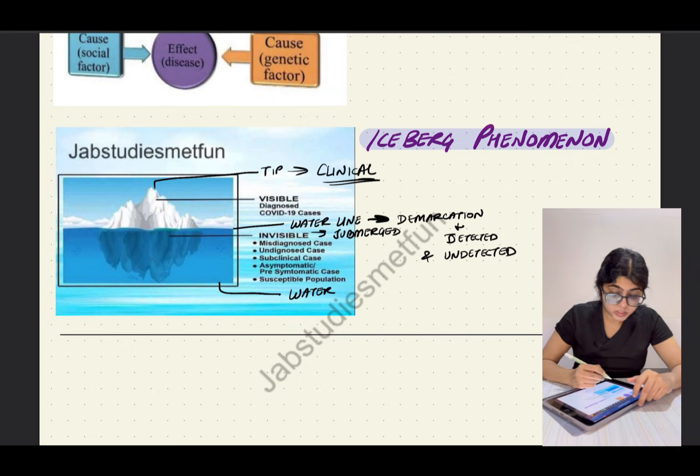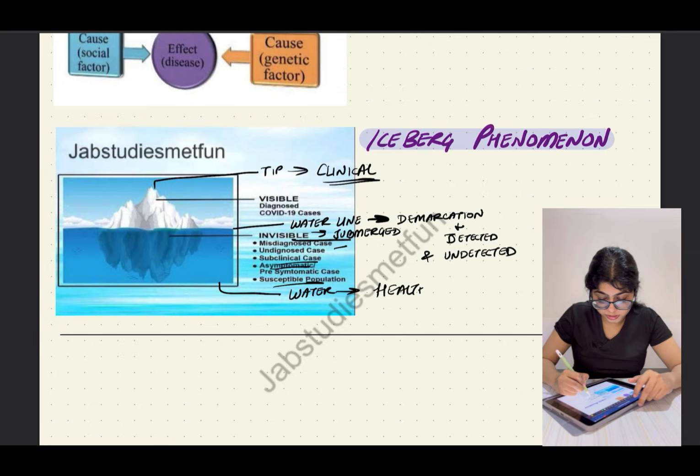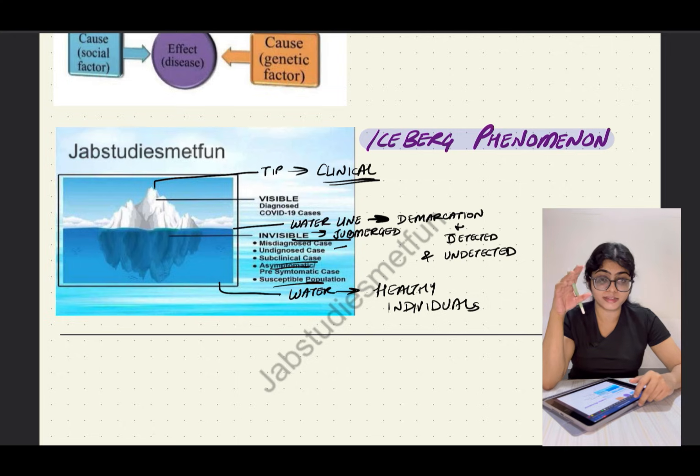The part which is submerged, the ones that are invisible, are the misdiagnosed cases, undiagnosed cases, subclinical cases, asymptomatic, pre-symptomatic, or susceptible population, the ones who are exposed or who have the risk factors. So what is the water? Water are the healthy individuals. Highly anticipated question. Please remember that the water in the iceberg phenomenon are the healthy individuals.